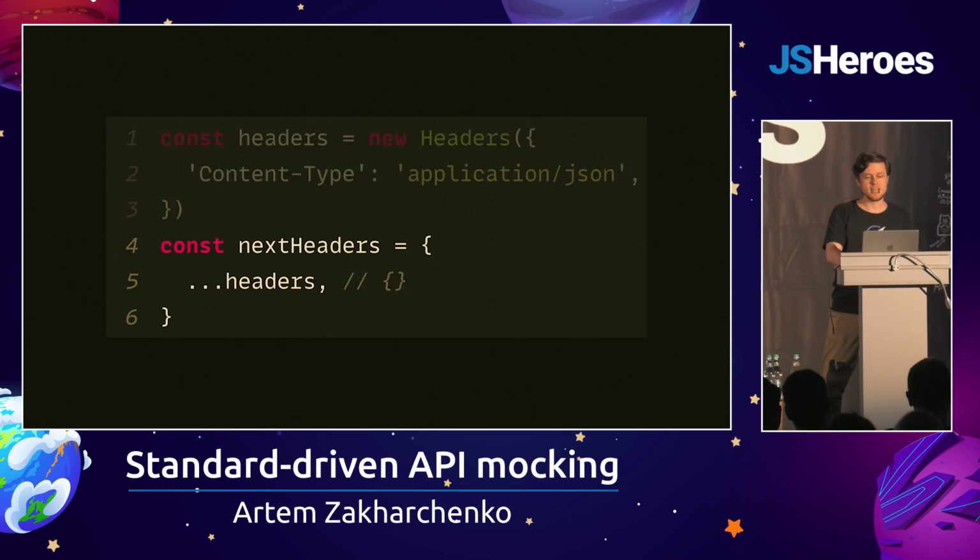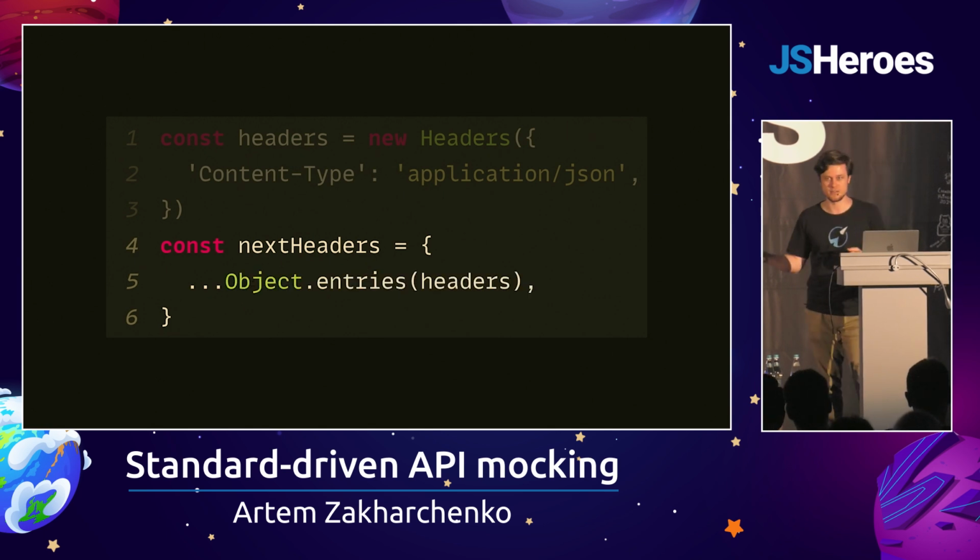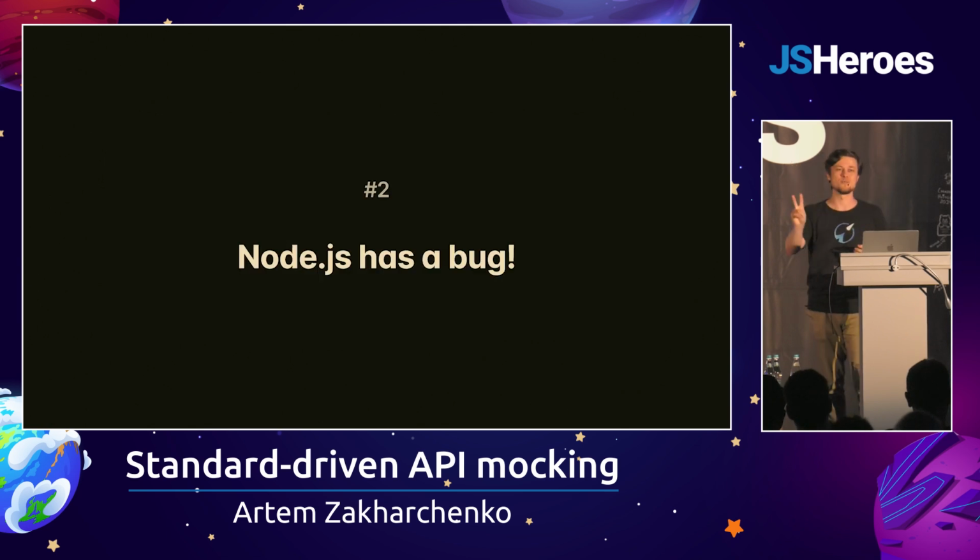But it turns out, headers are not iterable. So this will return an empty object, no matter how many headers you have. And instead, we should have just created entries out of headers. So this is an honest mistake. We laughed about it. This was an easy fix. But there was also another issue we discovered.